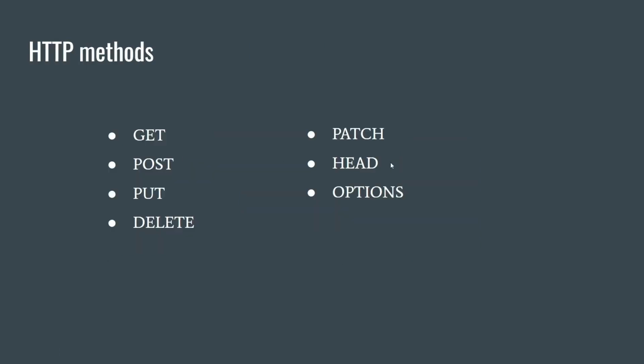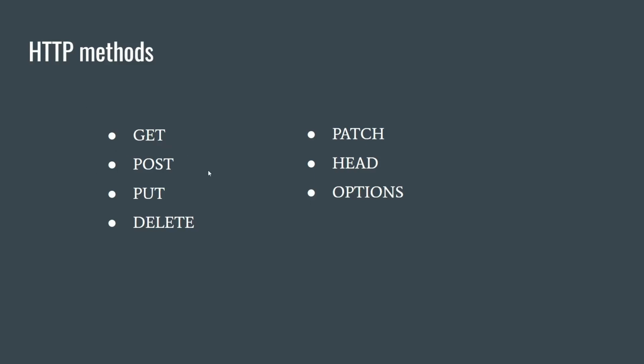Let's talk about the different kinds of HTTP methods. We have the GET method, which is used for retrieving data from the server. For example, if we are going to get some kind of data from the server and we are not going to change anything on the server, we are going to use GET. For example, if we're going to get some kind of image, we are going to use GET.